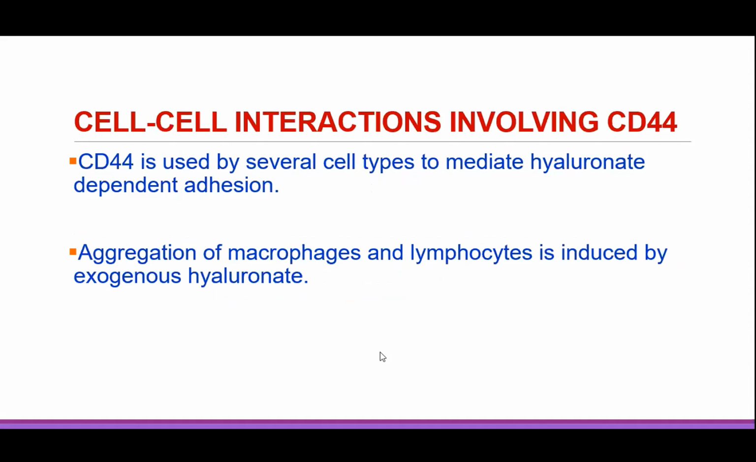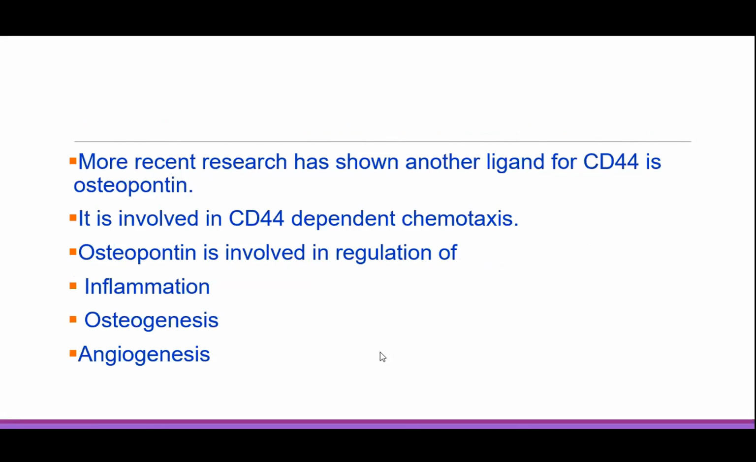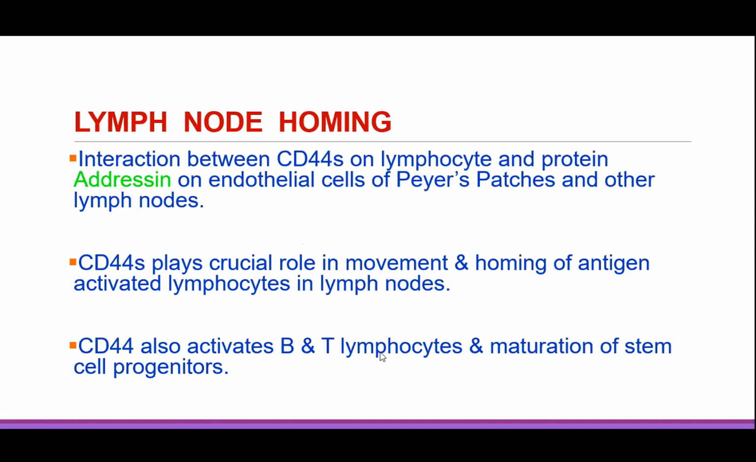CD44 is used by several cell types to mediate hyaluronate-dependent adhesion. Aggregation of macrophages and lymphocytes is induced by exogenous hyaluronate. Now, recent research has shown another ligand for CD44, that is osteopontin. Now, osteopontin is involved in regulation of inflammation, osteogenesis, angiogenesis. Interaction between CD44 on lymphocyte and a protein known as addressin on endothelial cells of Peyer's patches on the lymph nodes helps in lymph node homing.